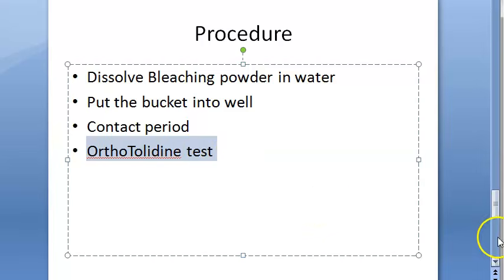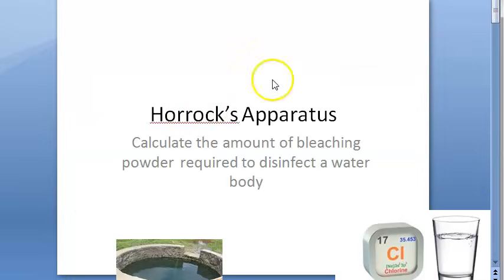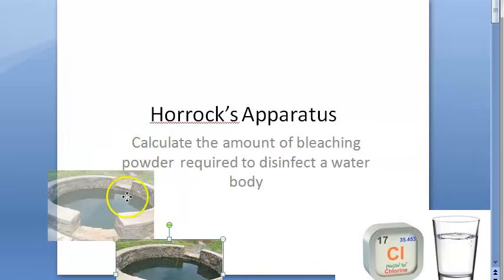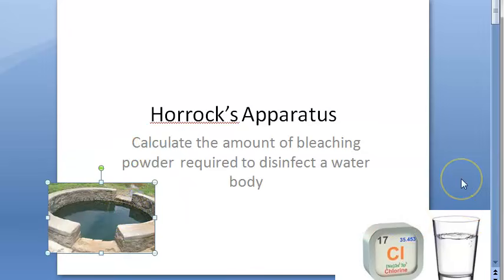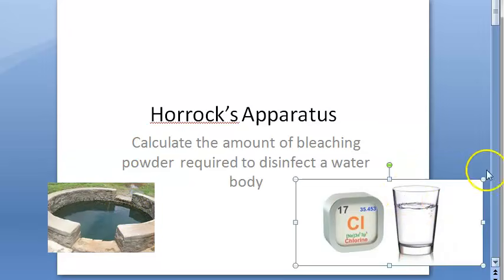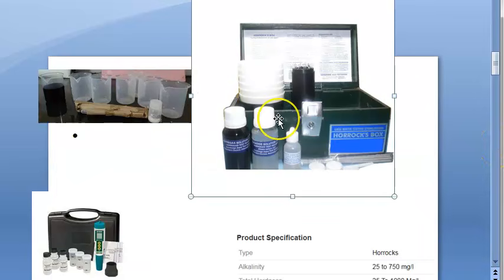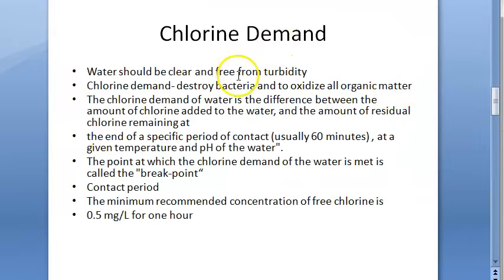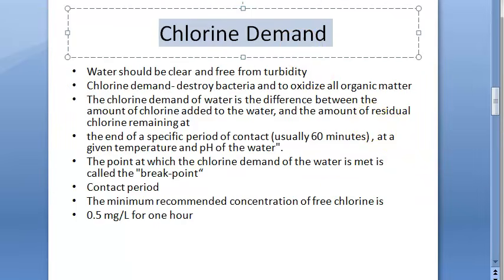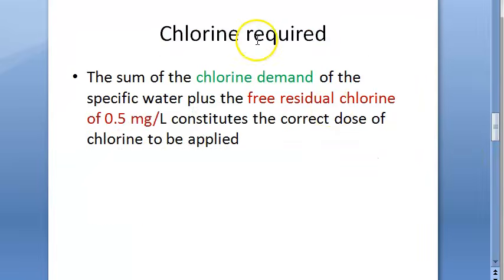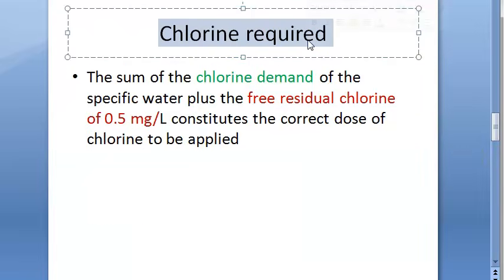That's all, guys. So we are done with the Horrocks apparatus. So what and all did we see in this? Basically, we wanted to calculate the amount of bleaching powder required to disinfect a water body, with bleaching powder which contains chlorine, right? So basically, you got the Horrocks apparatus. You understood what and all are there in the Horrocks apparatus. Then you understood what chlorine demand is, right? Then you understood how much chlorine is actually required. It's the chlorine demand plus some free residual chlorine, right?